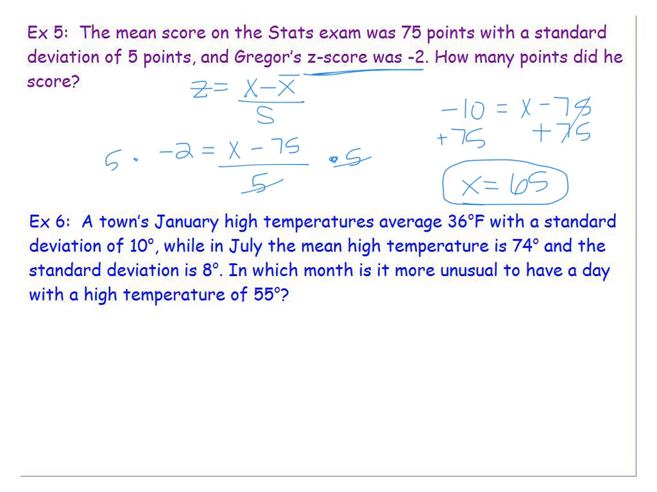A town's January high temperature averages 36 with a standard deviation of 10, while in July, the mean high temperature is 74 and the standard deviation is 8. In which month is it more unusual to have a day with a high temperature of 55? That's the one data value. But we need to compare that data value in January compared to July.